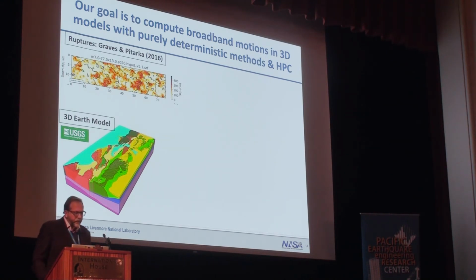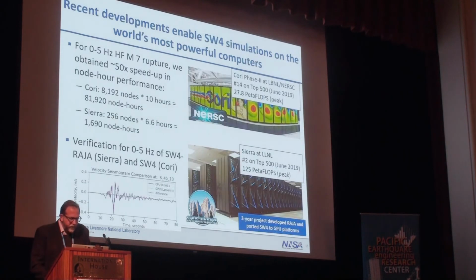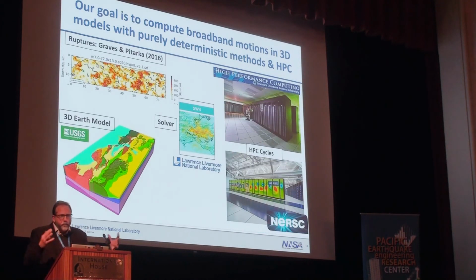This shows the slip on the fault. That's then projected into a 3D model that includes the lateral variations of the seismic wave speeds, density, and quality factors. We put that into SW4. We run it on high-performance computing. And our workflows are now done with Python.